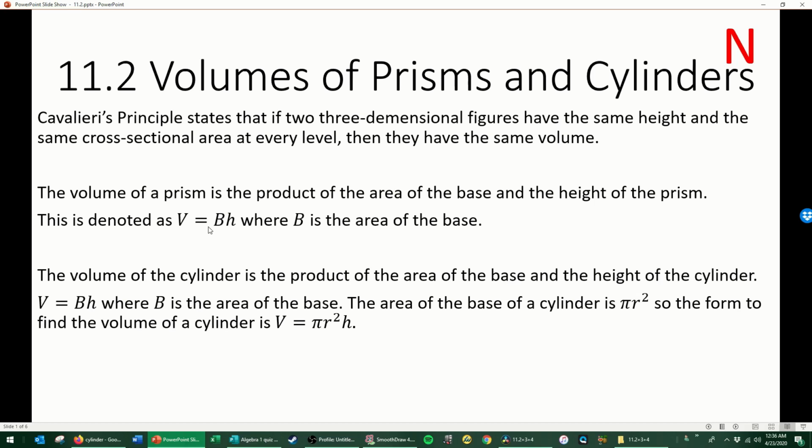That's what big B stands for. That's going to be a little confusing at first. I'm going to take the area of the base and multiply it by the height. So let's look at this example.